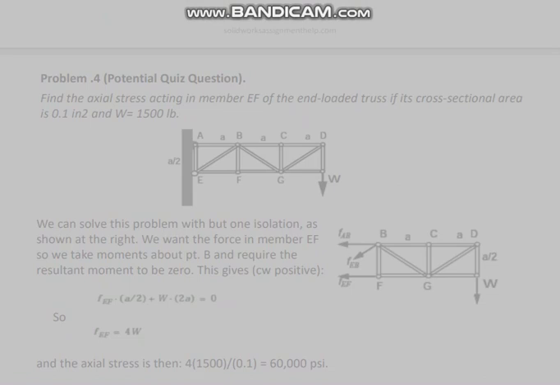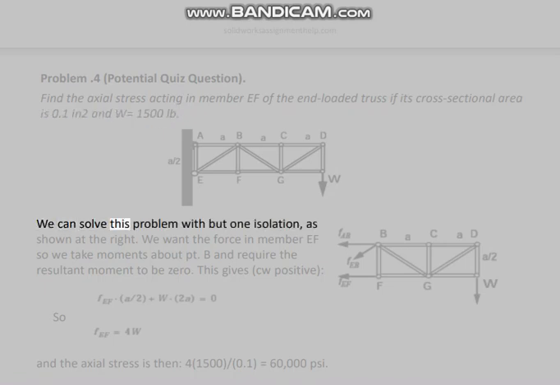Problem point 4, potential quiz question. Find the axial stress acting in member EF of the end-loaded truss if its cross-sectional area is 0.1 in² and W equals 1,500 pounds.